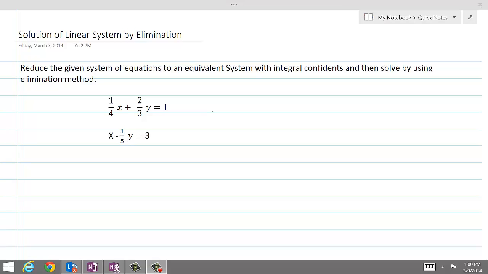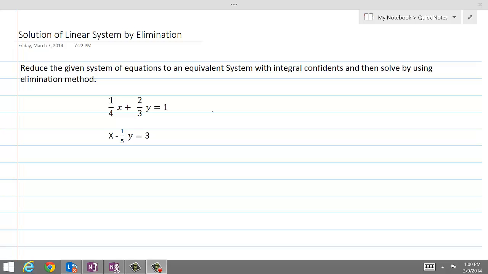Solution of linear system of equations by elimination method. Reduce the given system of equations to an equivalent system with integral coefficients and then solve by using the elimination method. The given system of linear equations has two equations in two variables, x and y.